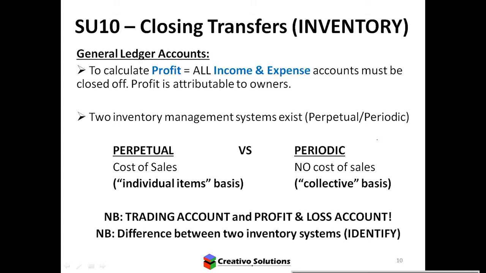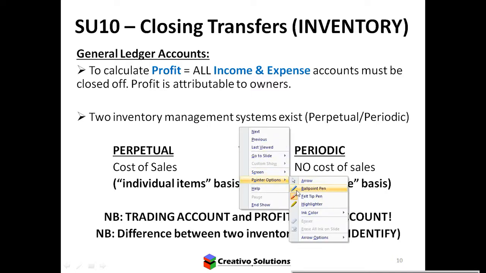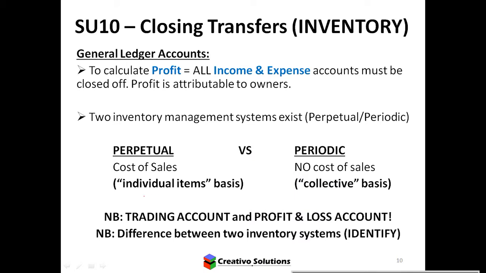What profit do I calculate in the trading accounts? Trading means buying and selling, right? Yeah. So what profit will I have from buying and selling? Gross profits. Okay, gross profit means I have a sale and I have a cost of sale.